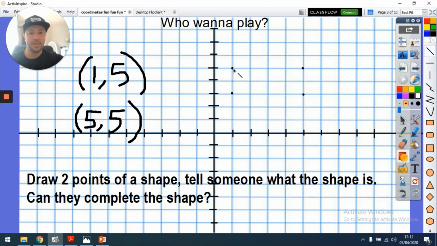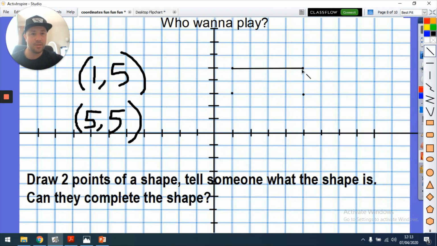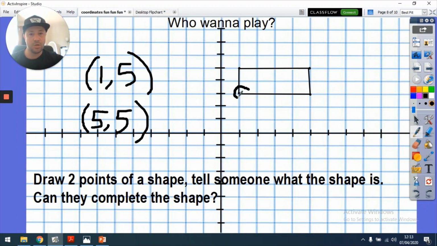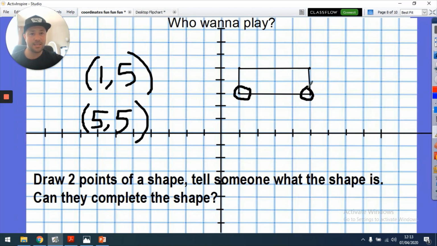If you've got a brother, sister, if you've got a mum or dad at home who wants to maybe do some maths with you, then you can do that as well, and then join them up. And then once they've done it, and mine's really rough because I'm using a mouse, you can then write down what the other 2 coordinate points might be. So that's a bit of fun as well.